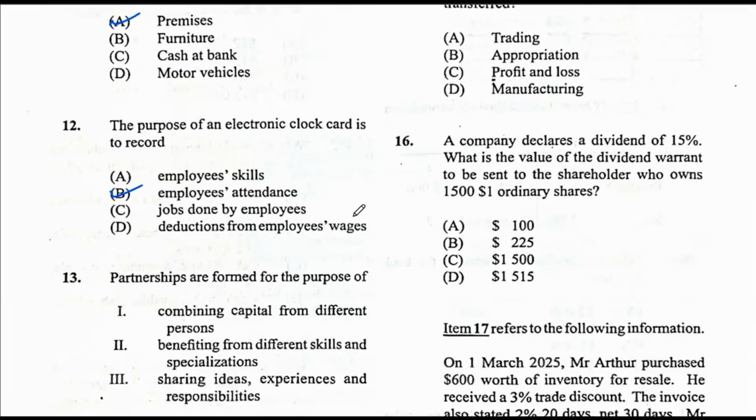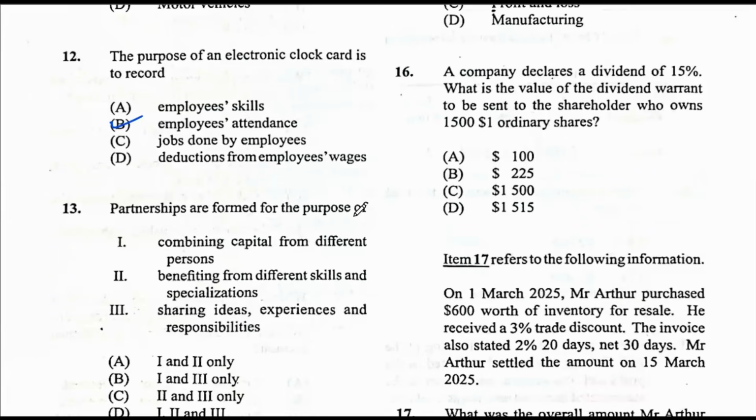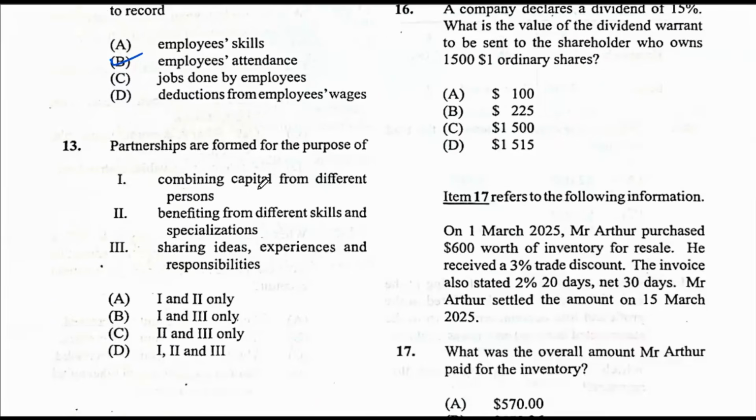Moving on to question 13. Partnerships are formed for the purpose of what? Now you will have a list of answers here to go through. Number 1, 2, and 3. And you would have to choose the best option possible. So partnerships are formed for the purpose of, let's check them out. Combining capital from different persons? Definitely yes. Benefiting from different skills and specializations? Of course. Sharing ideas, experiences, and responsibilities? Definitely. So the answer should be D, 1, 2, and 3.